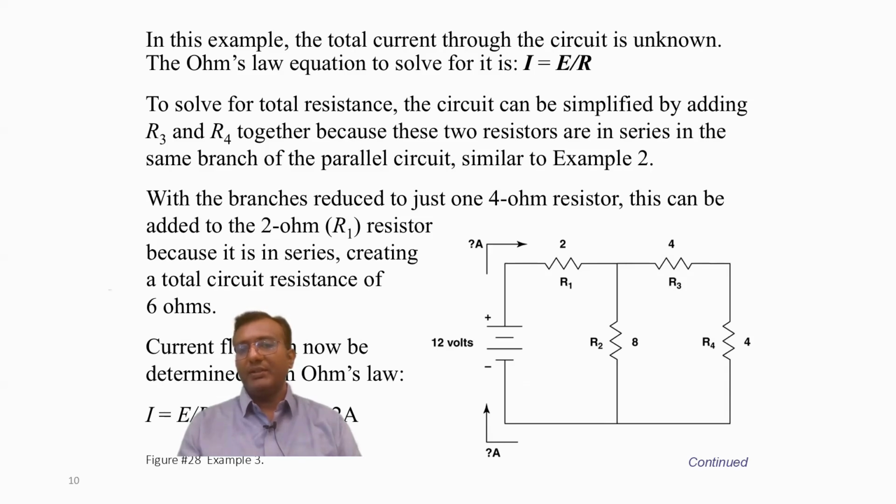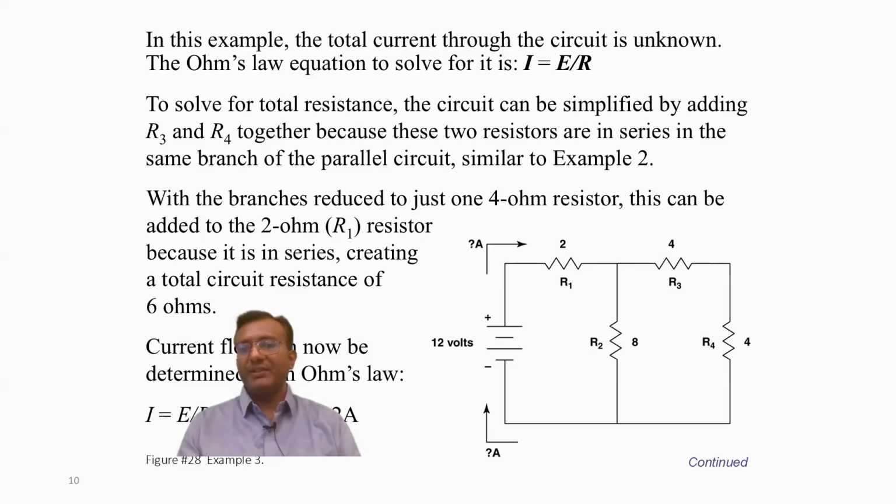Okay, and this R3 and R4 are in series. So the total resistance 4 plus 4 becomes 8. Now this is in parallel with this R2. So the equivalent of this parallel combination, 8 and this 8, is given by 4 ohms.